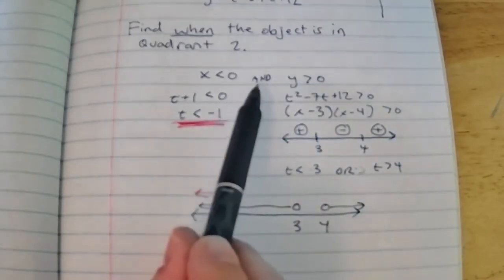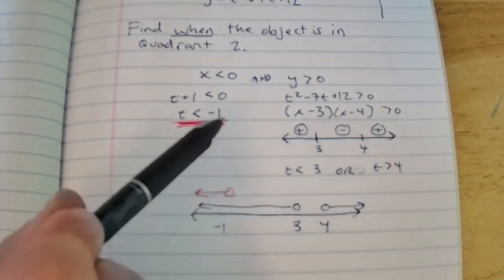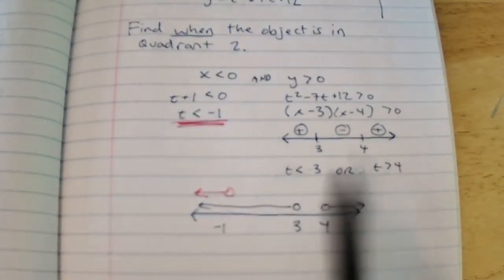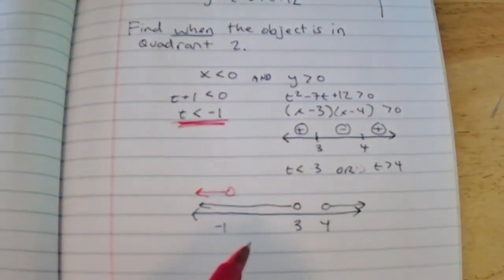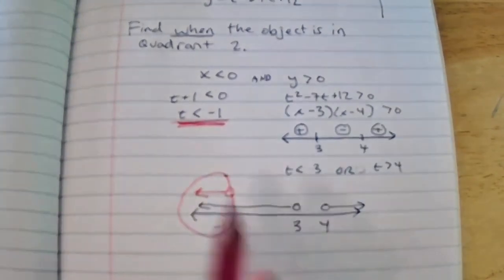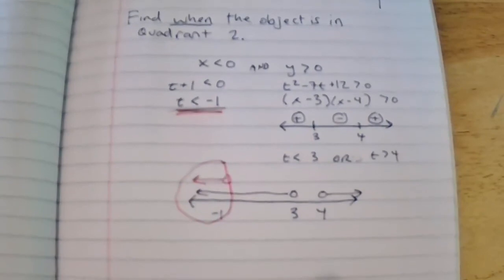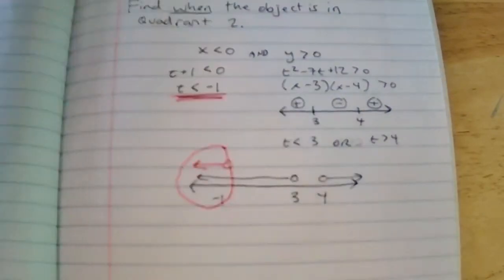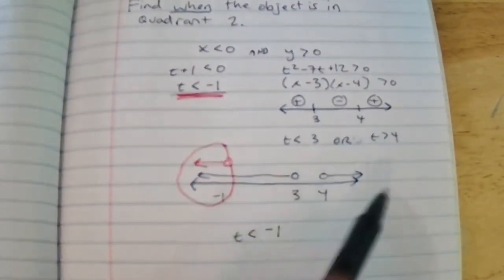So in order to satisfy an and inequality, both have to be true. In other words, the t values have to be less than negative 1, but also fall in this inequality. So that's going to happen where the 2 solution sets overlap. Right here, this is where you see the red one and the blue one overlapping. And so the overlap is occurring at t less than negative 1, all the times before negative 1.